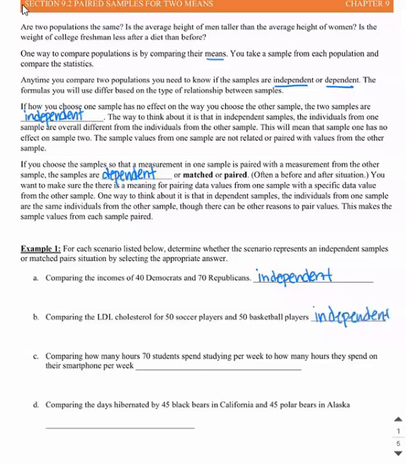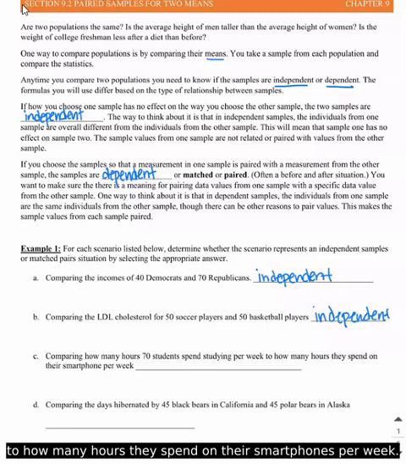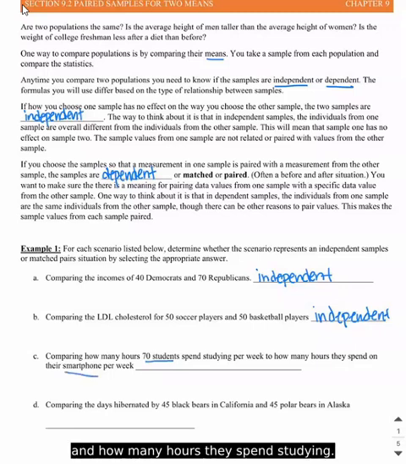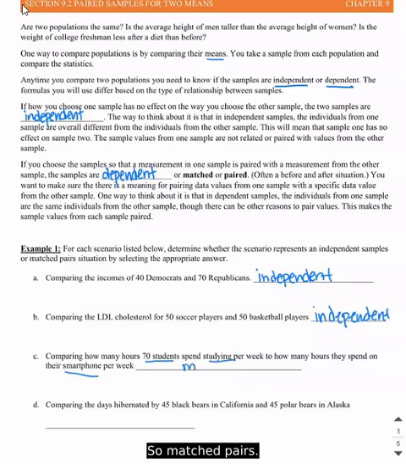Okay. C says comparing how many hours 70 students spend studying per week to how many hours they spend on their smartphones per week. So we have 70 students, right? So we look at how many hours they spend on their smartphone and how many hours they spend studying. But we're looking at the same 70 students. So this one would be called a matched pair or dependent, right? So matched pairs.